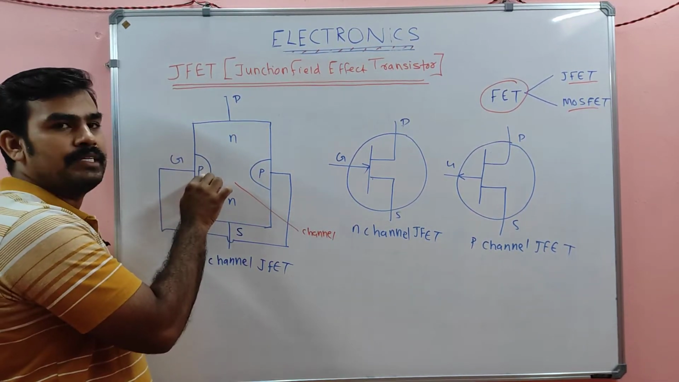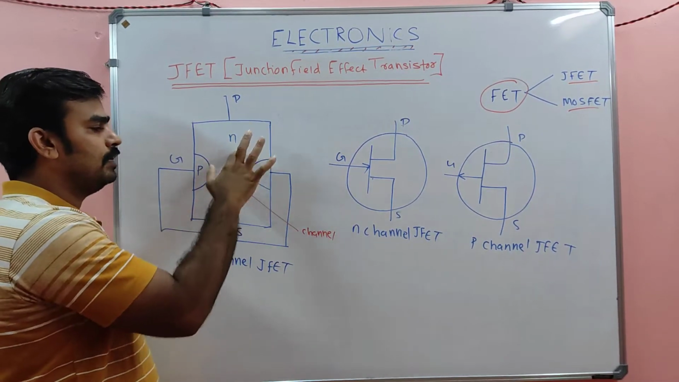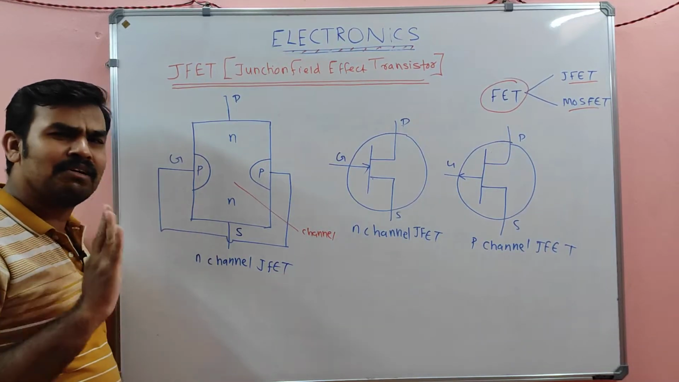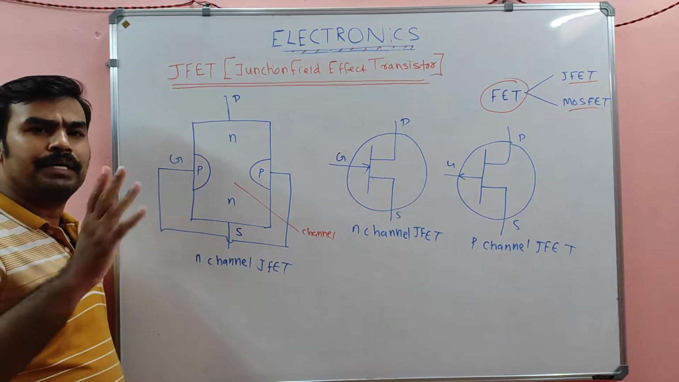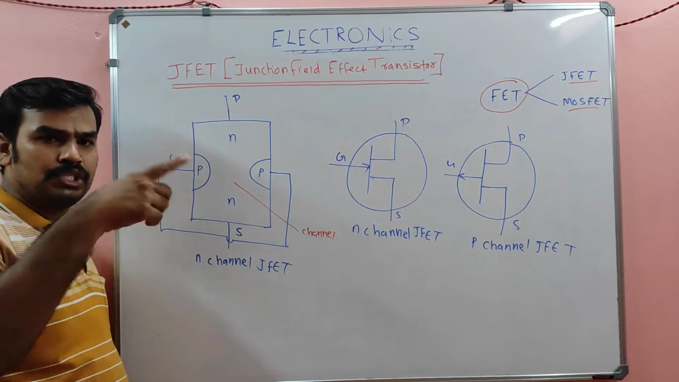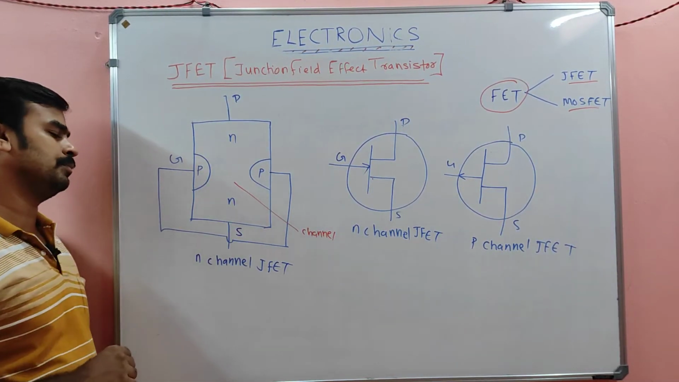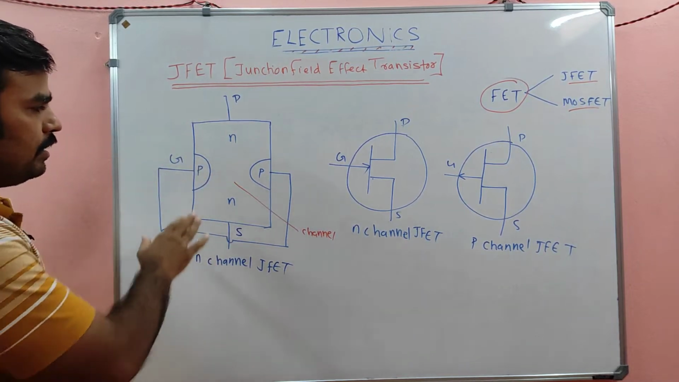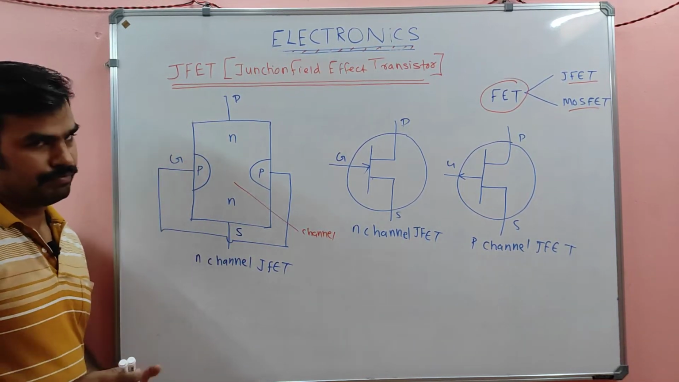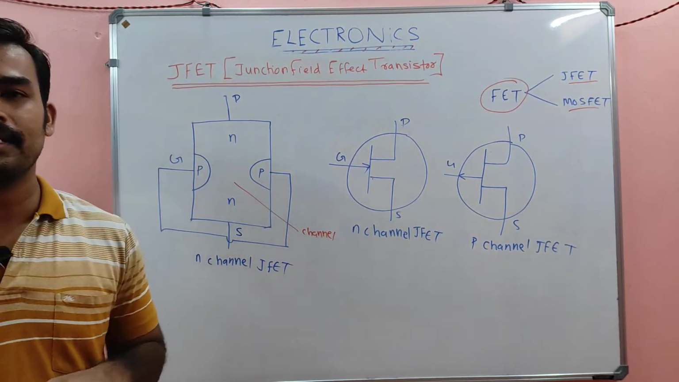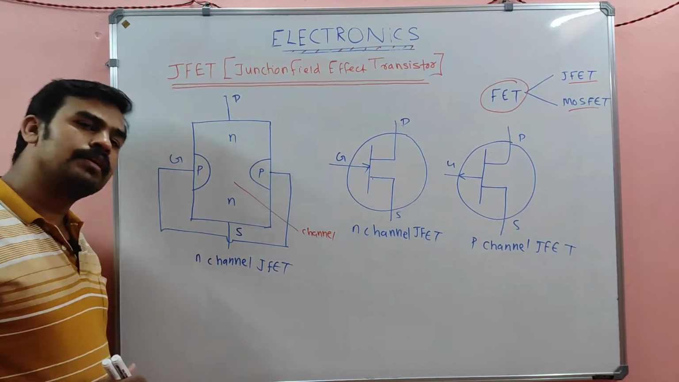And this is P material, and this is P material, and this is N material. That is the only difference compared to a BJT. There you have junctions, but here is another type of junction, which I will tell you about. So this is the overall structure of the JFET, and now we are going to discuss the working.